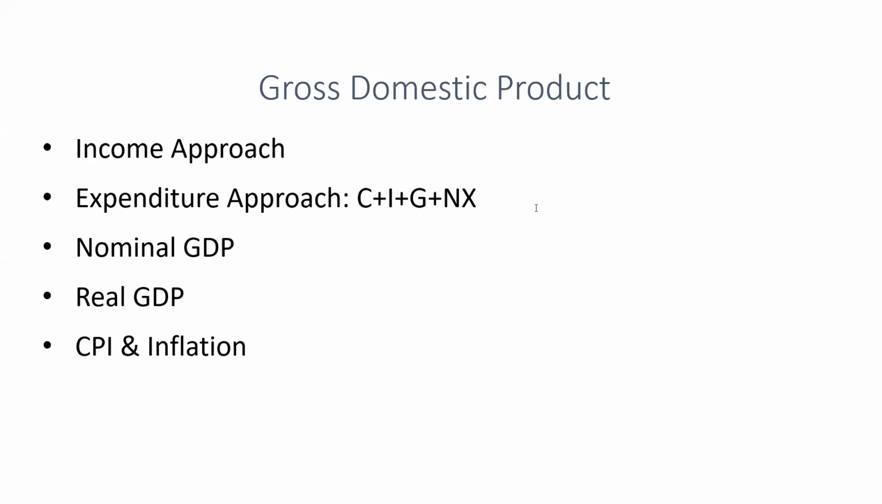Then you have CPI and inflation. CPI is Consumer Price Index. It is made up of a basket of goods. Now, basket of goods literally means, in theory, if you go for grocery shopping, everything that goes into your shopping trolley from Coles or Woolworths is your basket of goods.